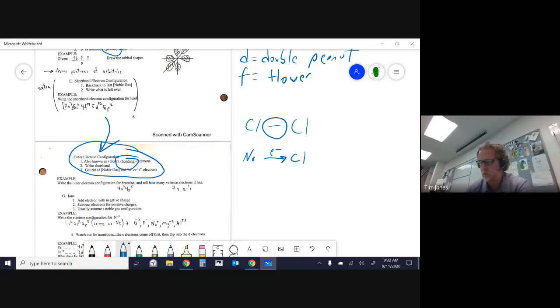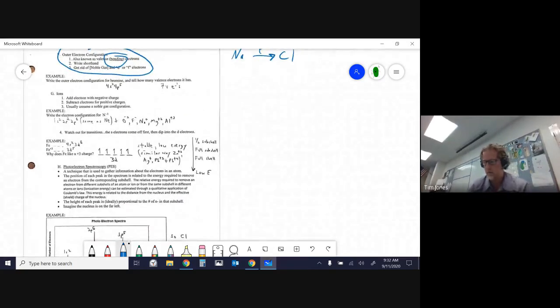And this is just the same as last year. The outer shell for bromine would be 4s2 4p5. Another way of saying that is 7 valence electrons. Remember, the outer shell will never have Ds or Fs. The outer shell will either be S by itself or S and P. That's it. Okay.